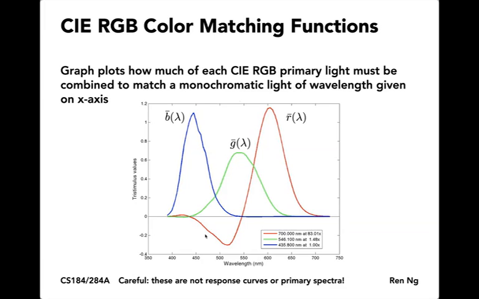I got a question here. Gregoria asks, what do you mean by 4 primary color lights when there are only 3 primary colors? Yeah, so thanks for asking that question. Let me just go back here.